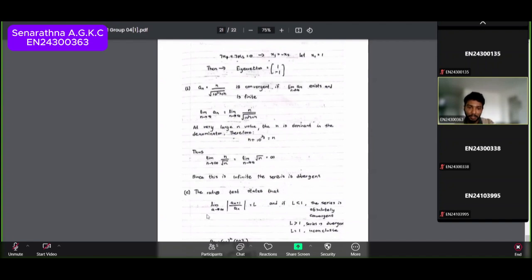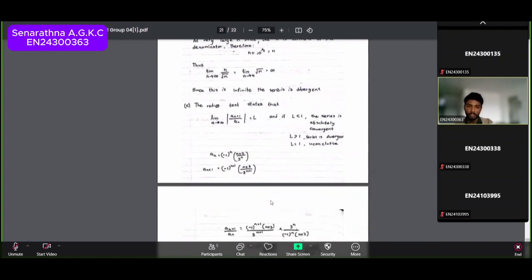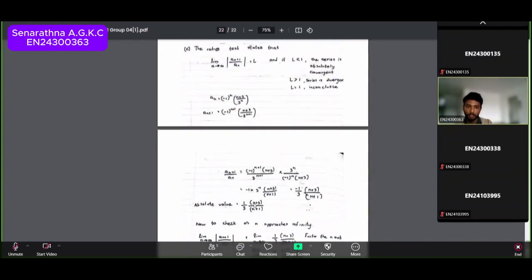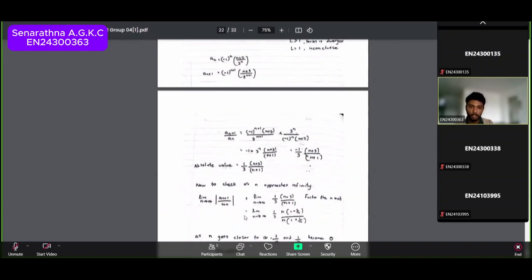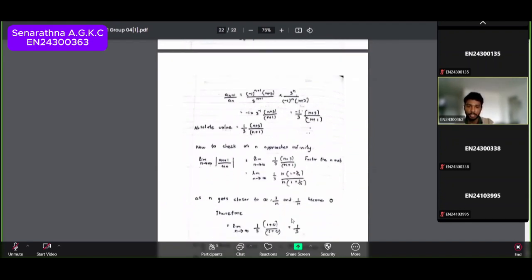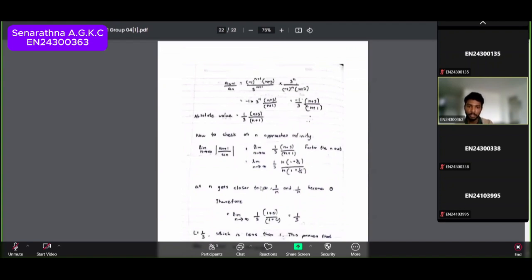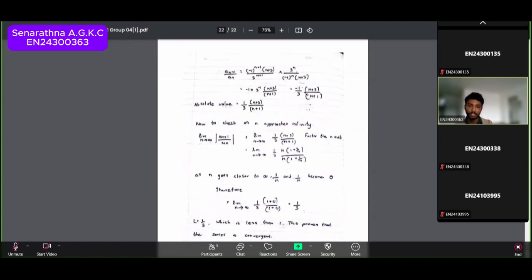Let's say that when the limit as n goes to infinity of the absolute value of a(n+1) over a(n) is equal to L. If L is less than 1, the series is absolutely convergent. If L is more than 1, the series is divergent. If L is equal to 1, it is inconclusive. After calculating, we get 1 over 3 as the absolute value. Checking the limit, when n gets closer to infinity, 3 over n and 1 over n become 0. Therefore, the limit as n goes to infinity goes to 1 over 3, which is less than 1. This proves that the series is convergent. Thank you.